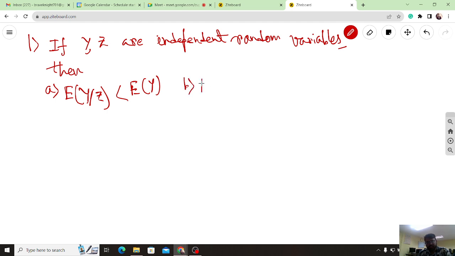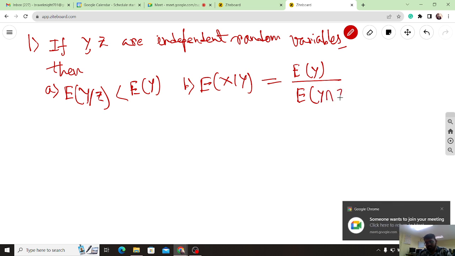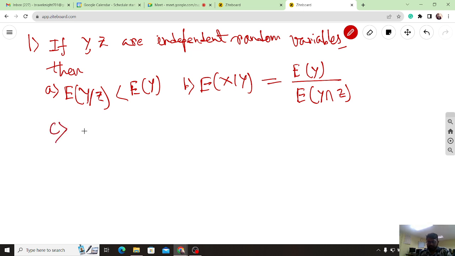Option B is expected value of x given y is expected value of y and expected value of y. Option C is expected value of y given z equals expected value of y, and D is none.